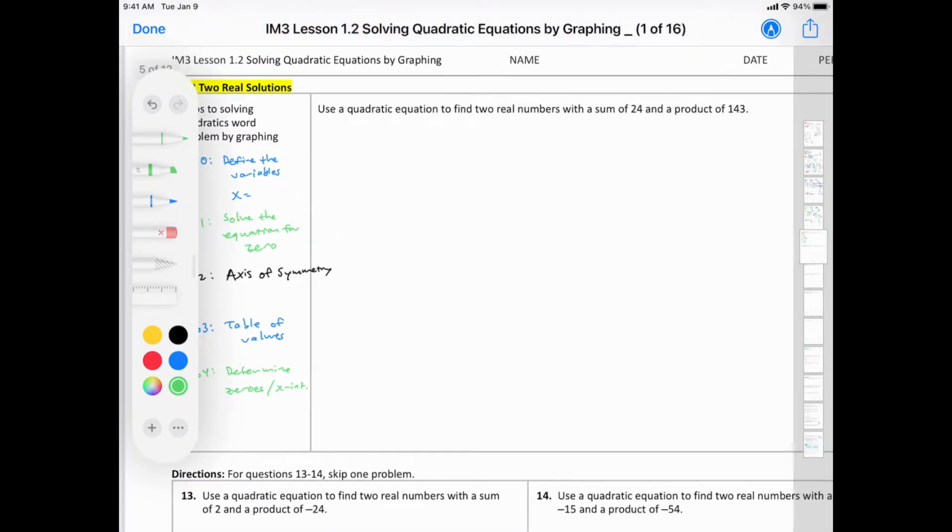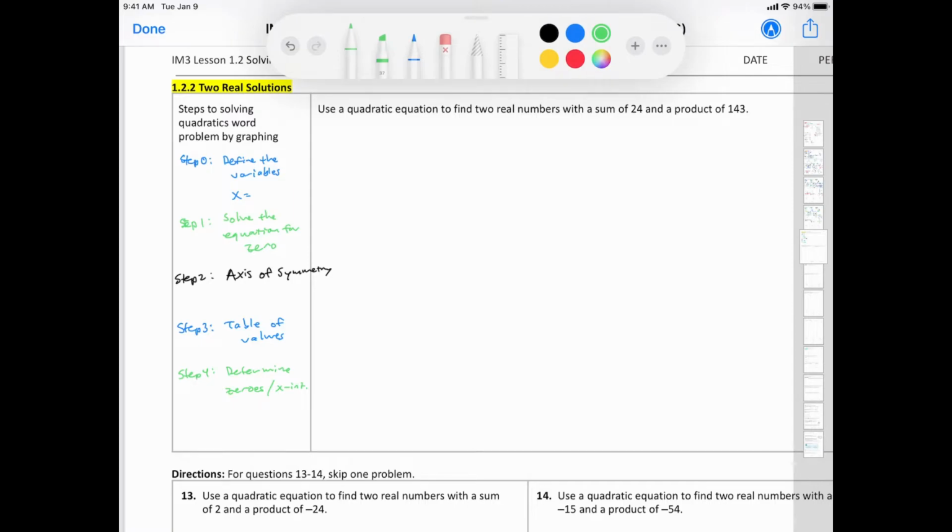Okay? All right, let's try this question here. This example says, use the quadratic equation to find 2 real numbers with the sum of 24 and a product of 143. Before we do that, I forgot we should just go through my steps. Step 0, define the variables. X represents one number. It says 2 real numbers, and then I have x here.